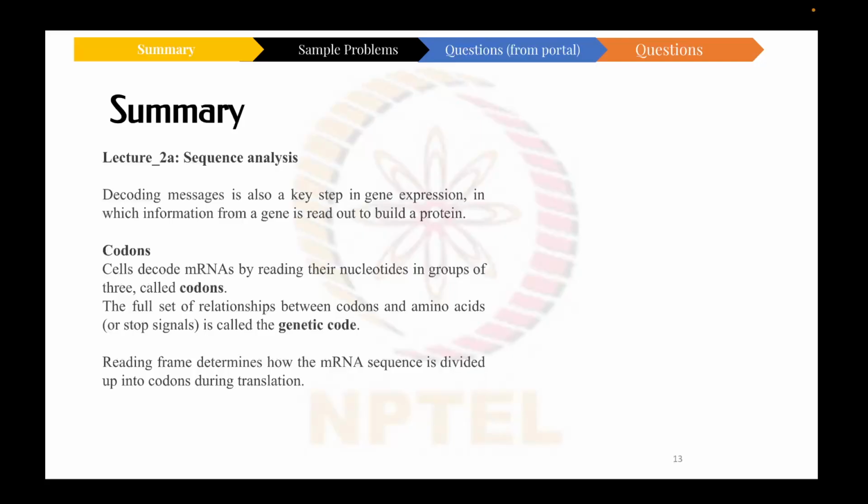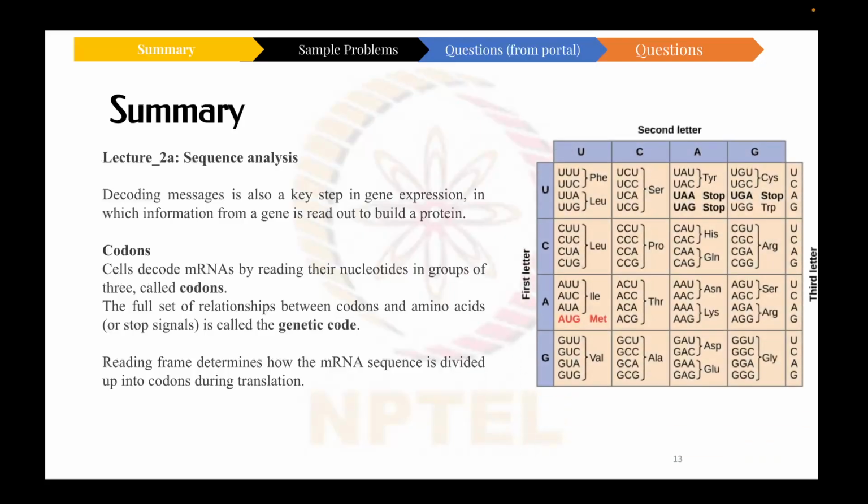So next is sequence analysis. Decoding messages is a key step in gene expression, in which information from a gene is read out to build a protein. So, codons. Cells decode RNA by reading their nucleotides in groups of 3 called codons. The codon table specifies the correspondence between nucleotide triplets, that is, codons, in mRNA and the amino acids they encode during the process of translation.